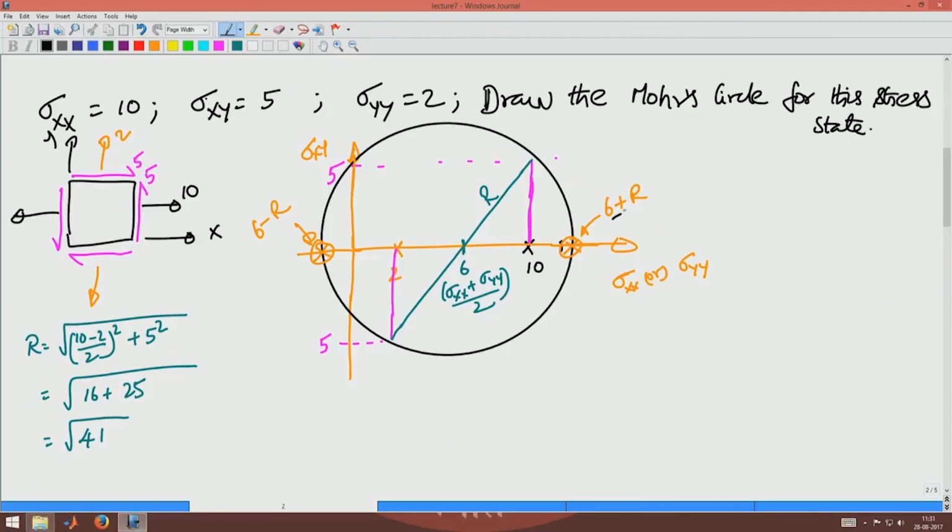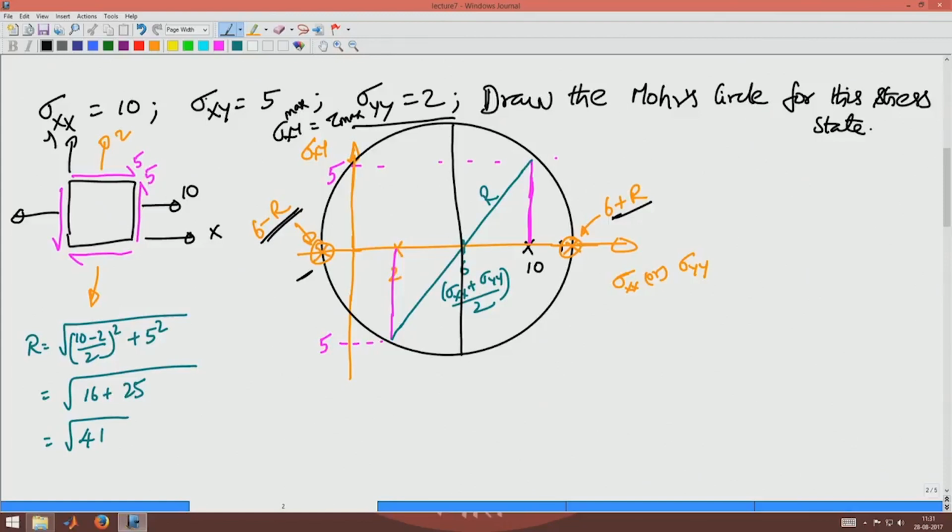We saw that these 2 points are the extremum normal stress points. The extremum shear stress point would be this vertical line. This vertical line centered about 6, that will be your tau max or sigma xy max. Okay. So, that will be your maximum shear stress, and you can see that it occurs at the center of the circle, and its magnitude is equal to the radius of the circle r.